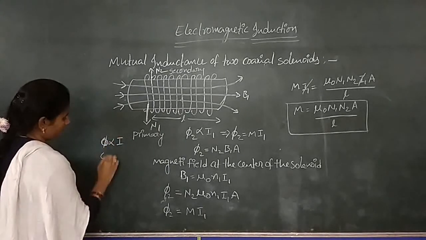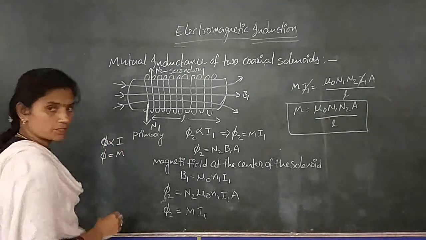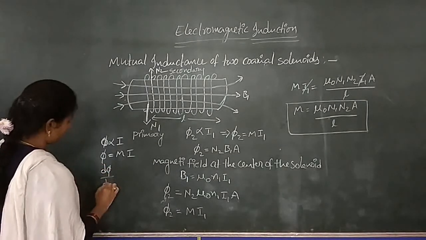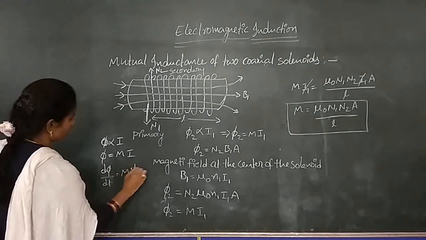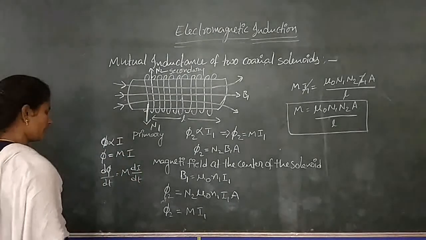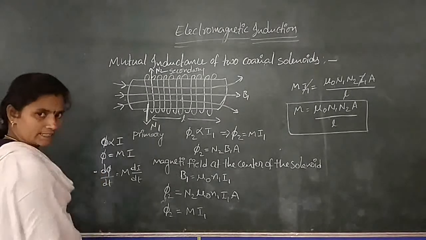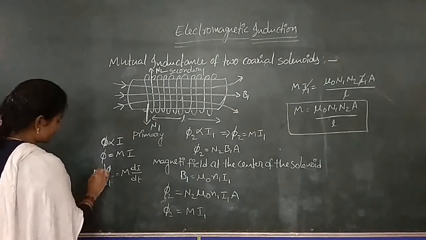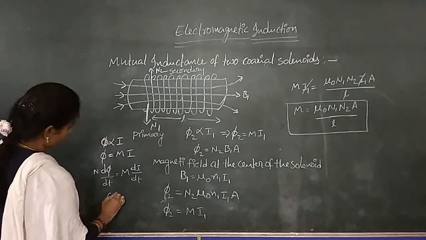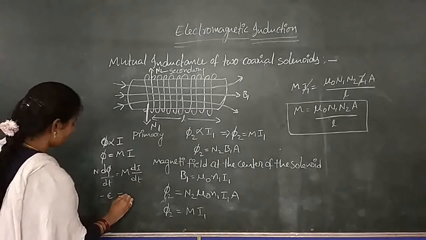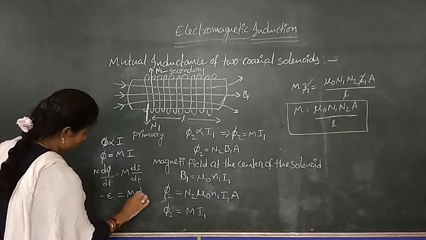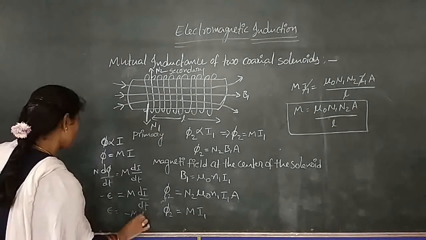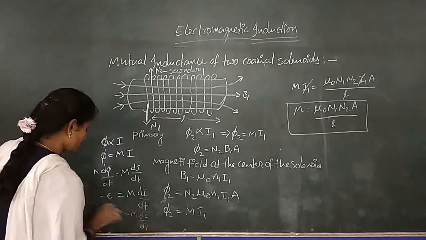We know that. From that, phi is equal to, whenever we remove the proportionality, we must add a proportionality constant, that is M. Differentiate the above equation with respect to time. So d phi by dt is equal to M into di by dt. Here, the negative rate of change of magnetic flux is equal to the induced EMF. Suppose it has N number of turns, then induced EMF is equal to minus M into di by dt. So this is the induced EMF.